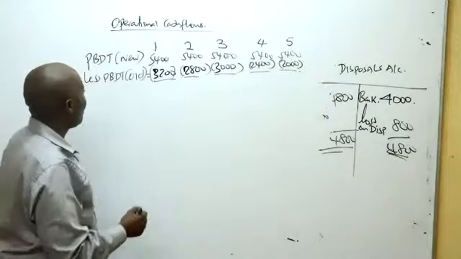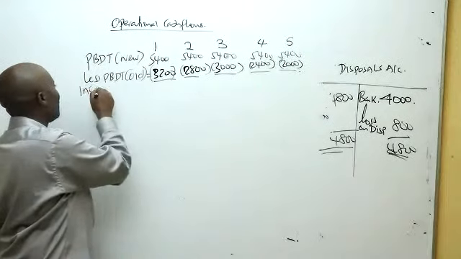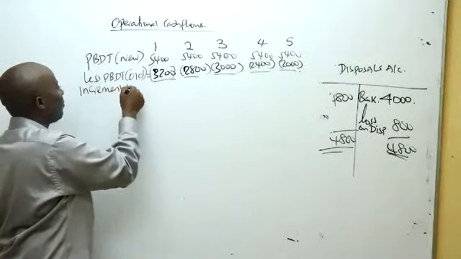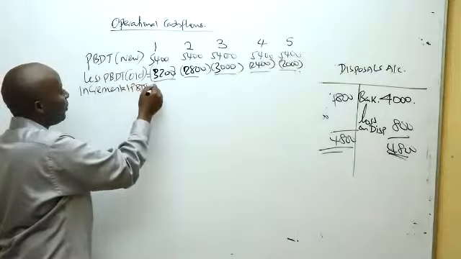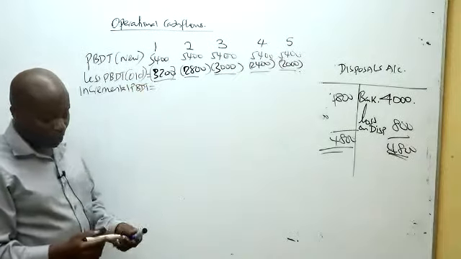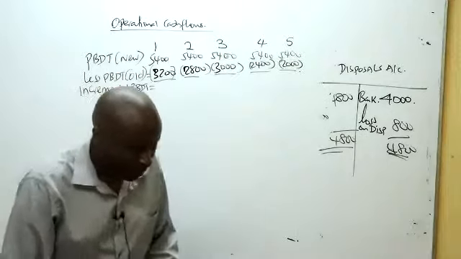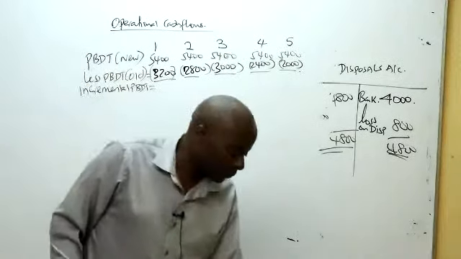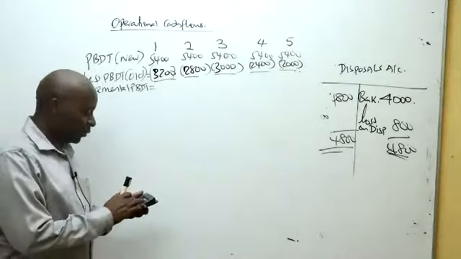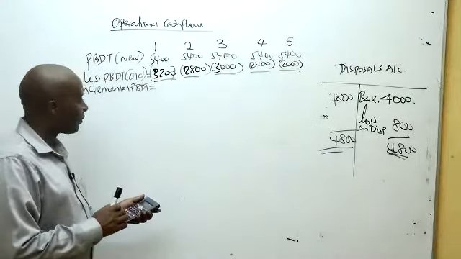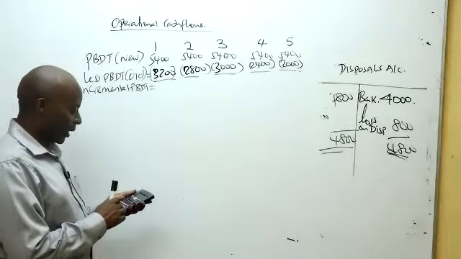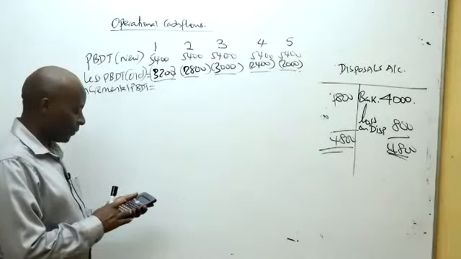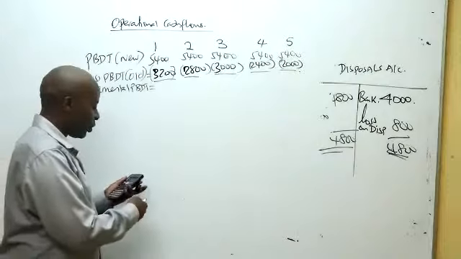Yeah, so give us the incremental profit before depreciation and tax. Profit before depreciation and the taxation. I hope you have your calculators. So the first one will be 5,400. 5,400 minus 3,200, which gives us 2,200.